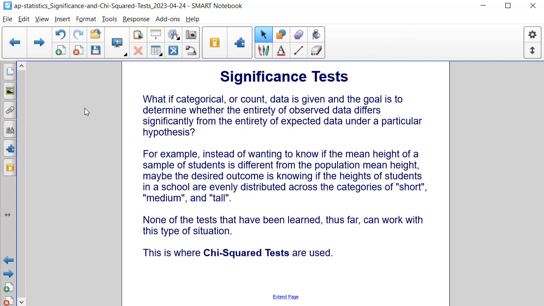error. What if categorical or count data is given and the goal is to determine whether the entirety of observed data differs significantly from the entirety of expected data under a particular hypothesis? For example, instead of wanting to know if the mean height of a sample of students is different from the population mean height, maybe the desired outcome is knowing if the heights of students in a school are evenly distributed across the categories of short, medium, and tall. None of the tests that have been learned thus far can work with this type of situation. This is where chi-squared tests are used.